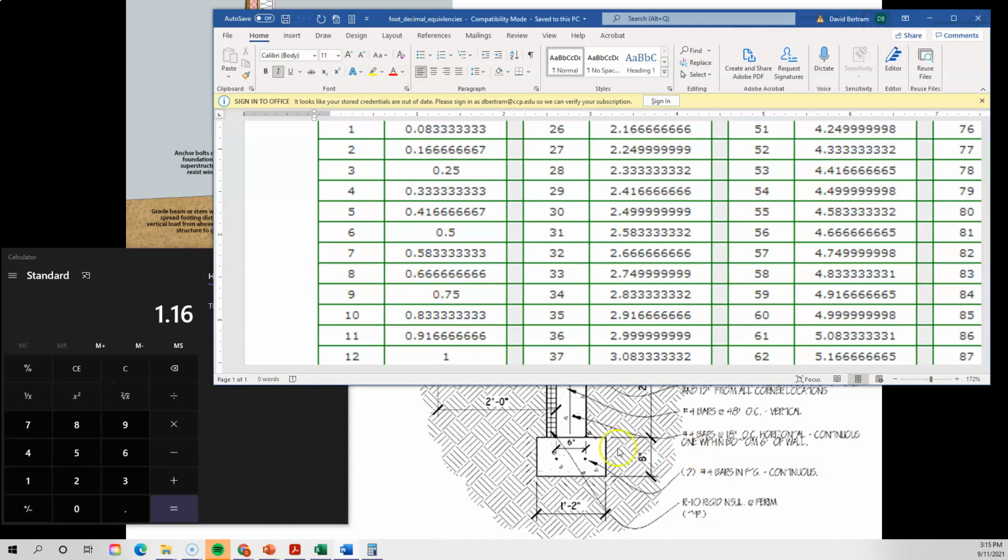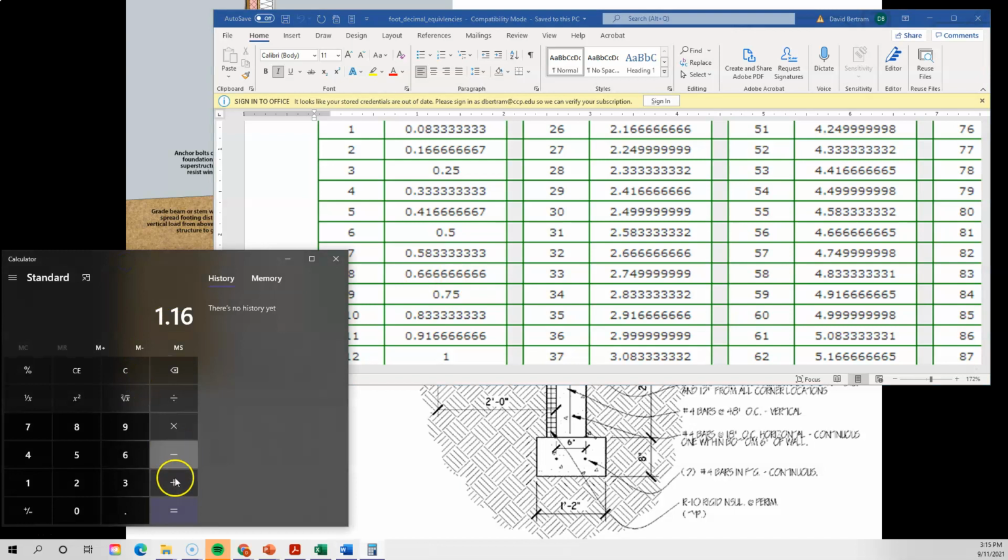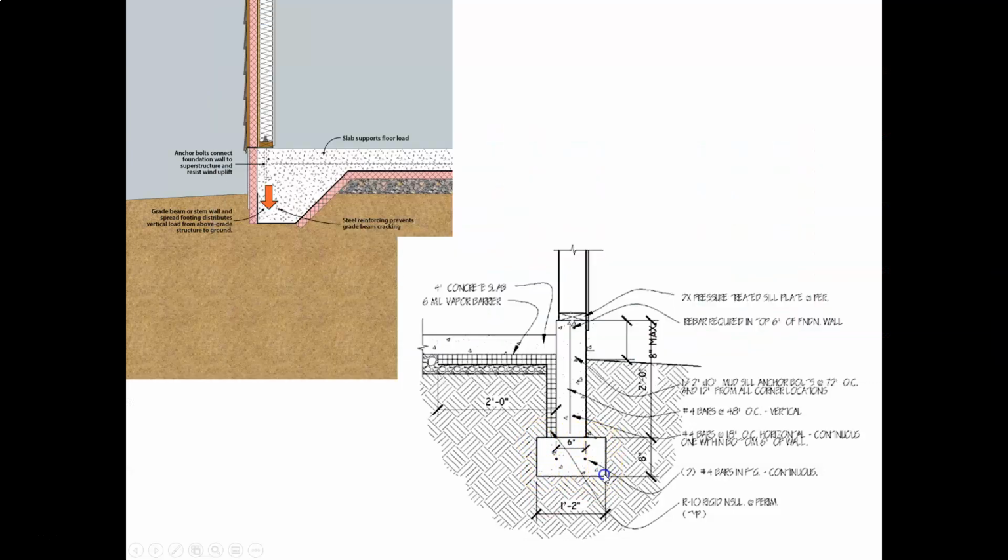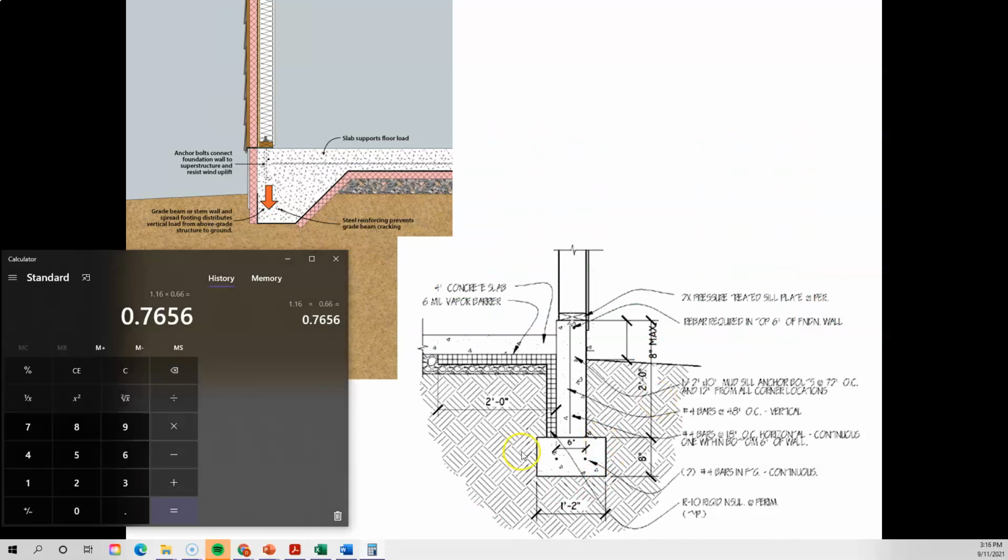So we will multiply this 8 inches, 0.66, times 0.66 equals. So that is the two-dimensional area of that footing right there. Let me get my calculator back. Okay, that is the two-dimensional area of that footing.